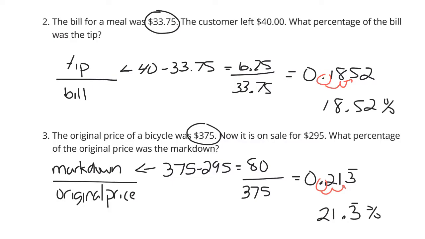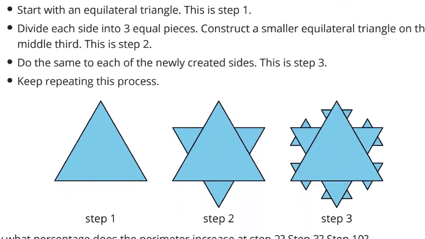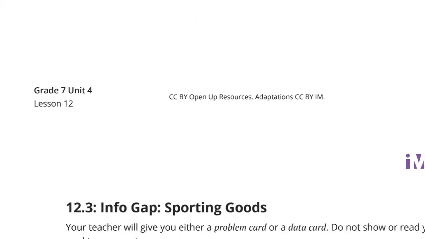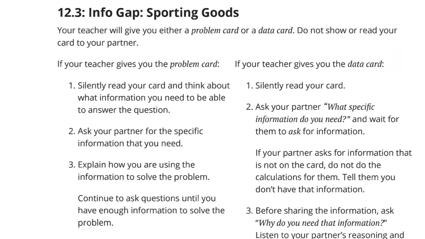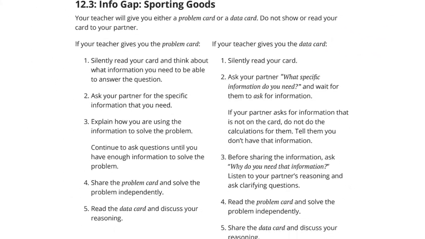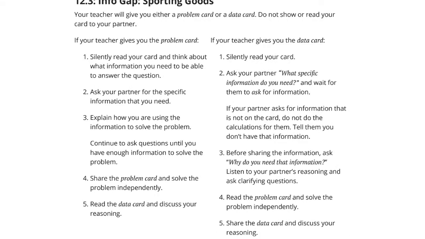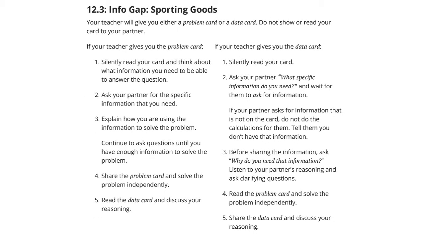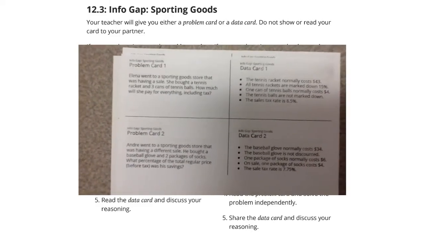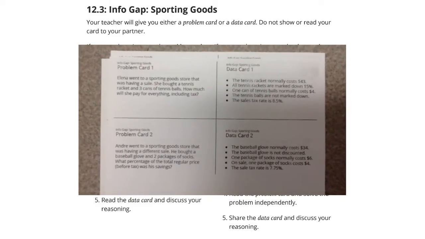Now, as we look at the rest of this lesson, there is an info gap activity where you had a problem card and a data card, and these are directions that we've used in the past. Now, let me go ahead and show you, using the camera here, the worksheet. And so the worksheet here has the problem cards and the data cards.